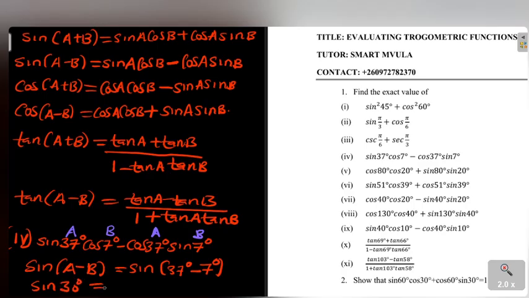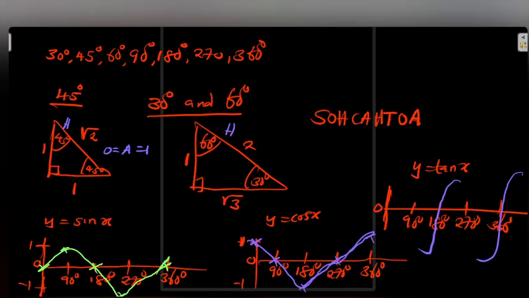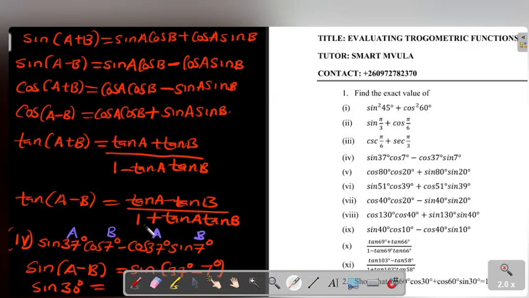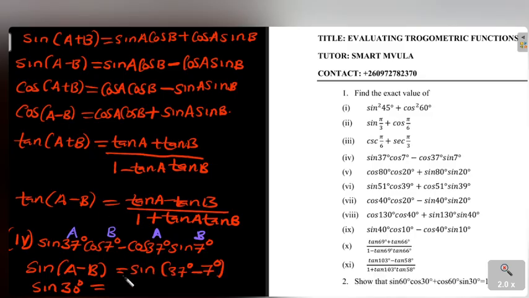So sine 30. Now we need to find sine 30 degrees. This is a right angle triangle which has a 30. Sine 30 is opposite over hypotenuse. If 30 is here, the opposite is 1, then the hypotenuse is 2. So 1 over 2. We can see that sine 30 is actually 1 over 2. So that becomes the answer.